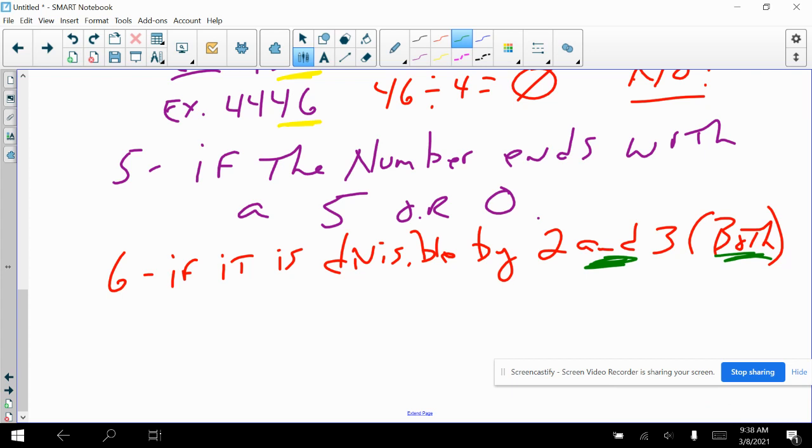If it only works for one and not the other, is it divisible by 6? The answer is no, it doesn't work. So 6 is already done for you previously with 2 and 3. You just have to look back and say, did it work for 2 and 3? If the answer is yes to both of those, then it works for 6.